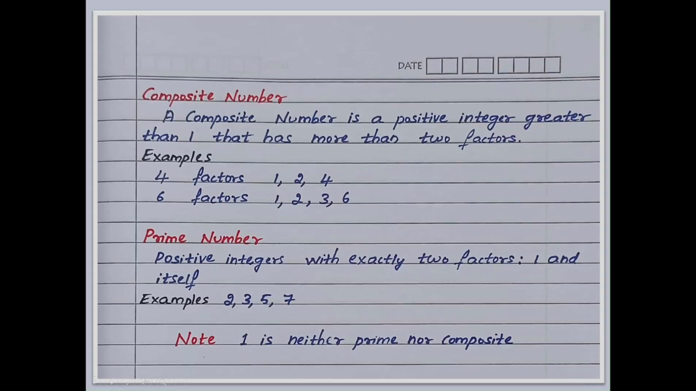Now let us learn about composite numbers. A composite number is a positive integer greater than 1 that has more than 2 factors. For example, the factors of 4 are 1, 2 and 4. The factors of 6 are 1, 2, 3 and 6. Here both 4 and 6 have more than 2 factors, so they are composite numbers. On the other hand, if a number has exactly 2 factors, 1 and itself, then it is called a prime number. For example, 2, 3, 5 and 7 are prime numbers.